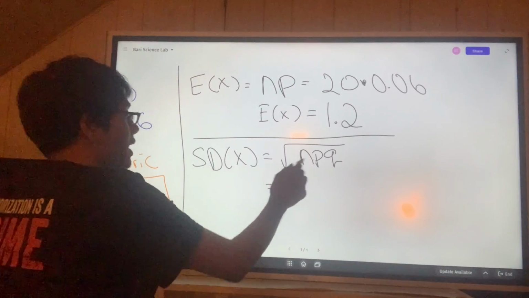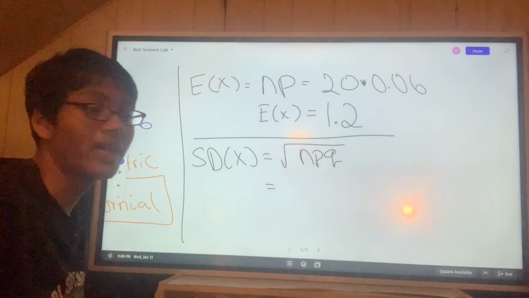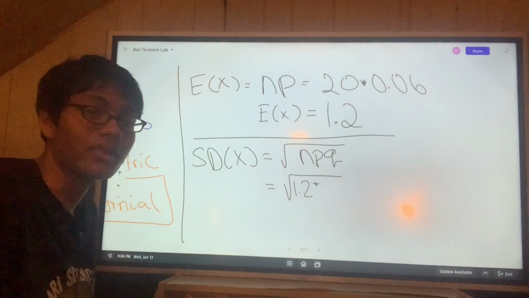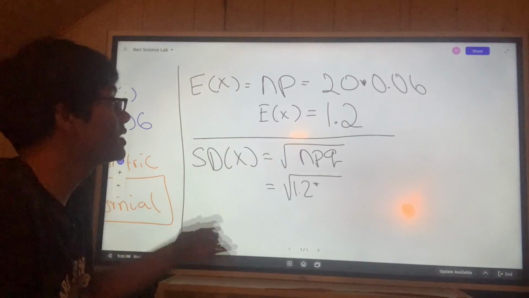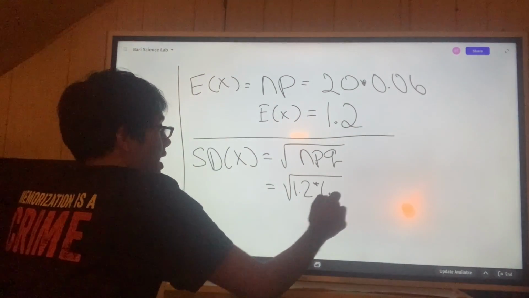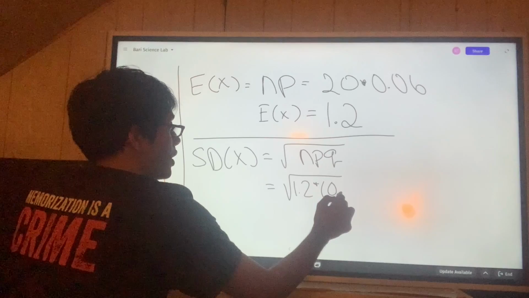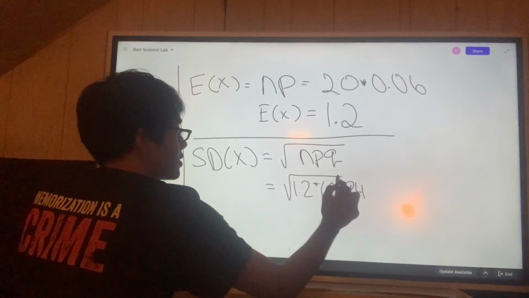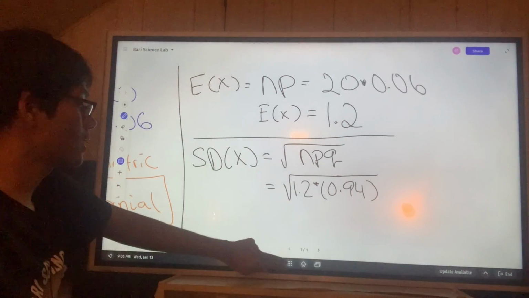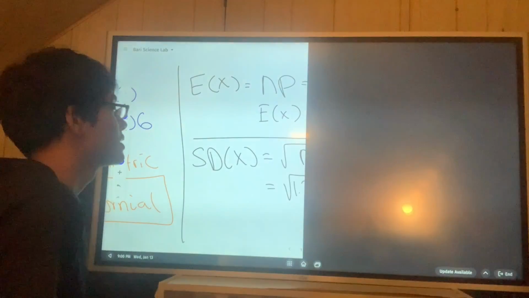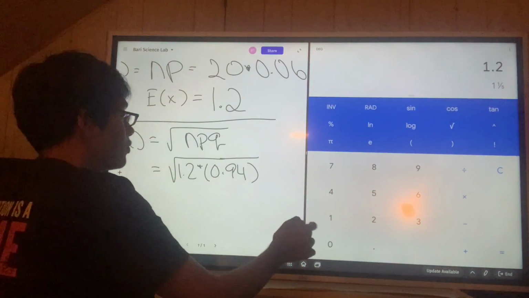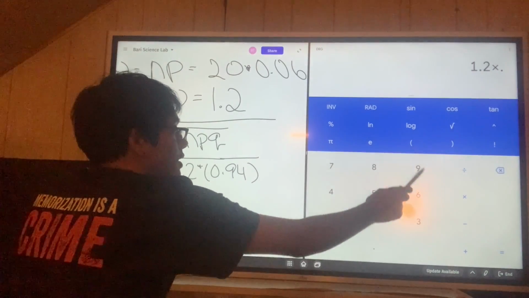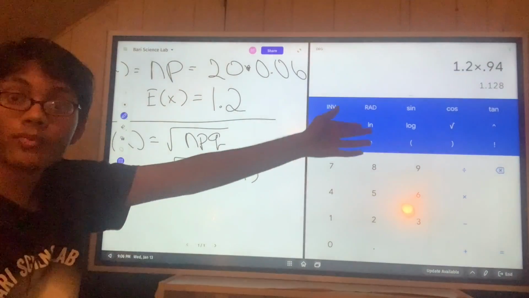And so I already know what np is. It comes straight from the expected value. It's 1.2. What's my q? Well, q is the complement of p, right? So it's going to be 1 minus whatever p is. And since p is 0.06, I think that q should be 0.94. Okay, so now with that being said, we can go back to our calculator and plug this in. Let's see what we get. 1.2 times 0.94, and that gives us 1.128.